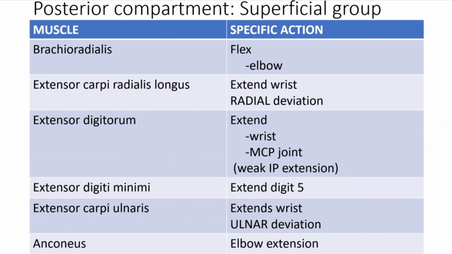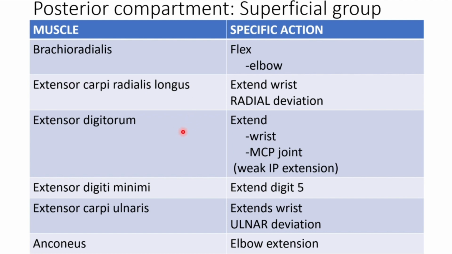The posterior compartment of the arm is divided into a superficial and a deep group. The posterior compartment does not have an intermediate group the same way the anterior compartment of the forearm did. In the superficial group of the posterior compartment of the arm, the brachioradialis assists with elbow flexion, primarily in the mid-pronated position. Both the extensor carpi radialis longus and extensor carpi radialis brevis extend the wrist and deviate the hand laterally towards the radius.